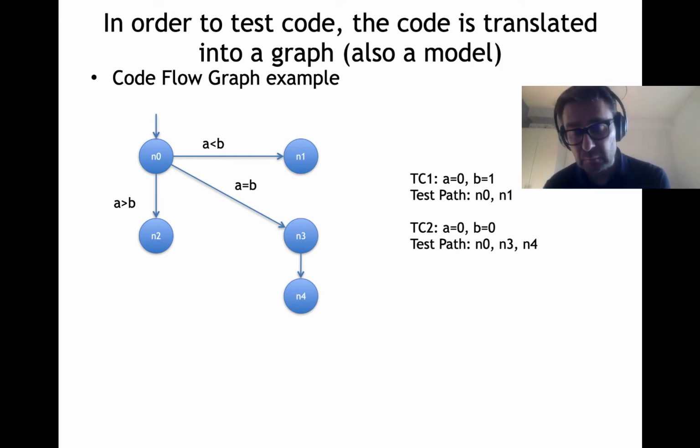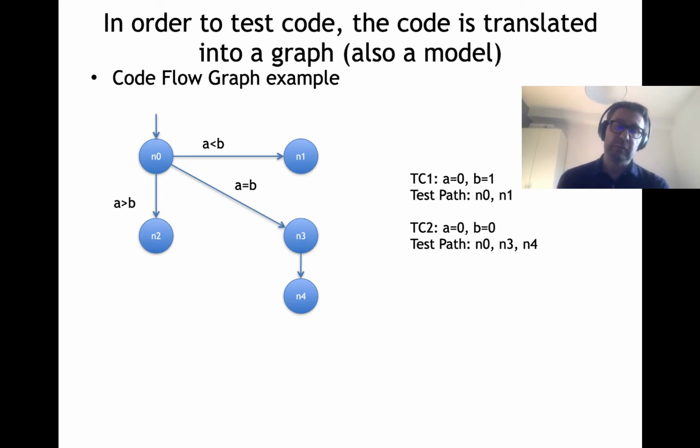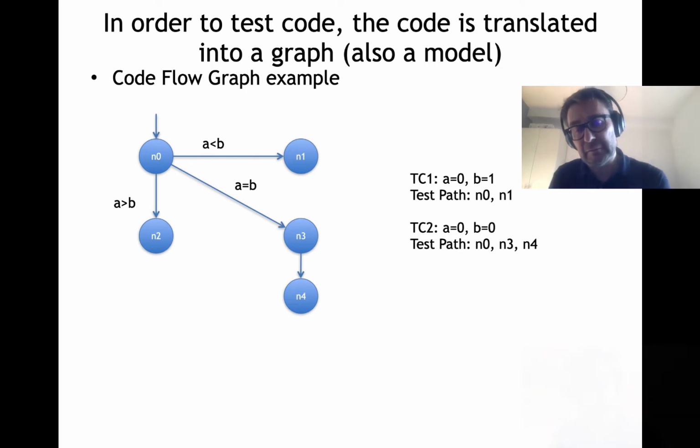When we run test case 2, A is now 0 and B is also 0. So we come from the top into N0, and we then go to node 3, and from there on to node 4. So we have taken the path through the program control flow graph from N0 to N3 to N4. This is the path of this test case execution, and the path for the previous execution is N0 and then N1. In this case, you can see that we have not visited node 2, so we don't have complete coverage on any of the criteria, actually.